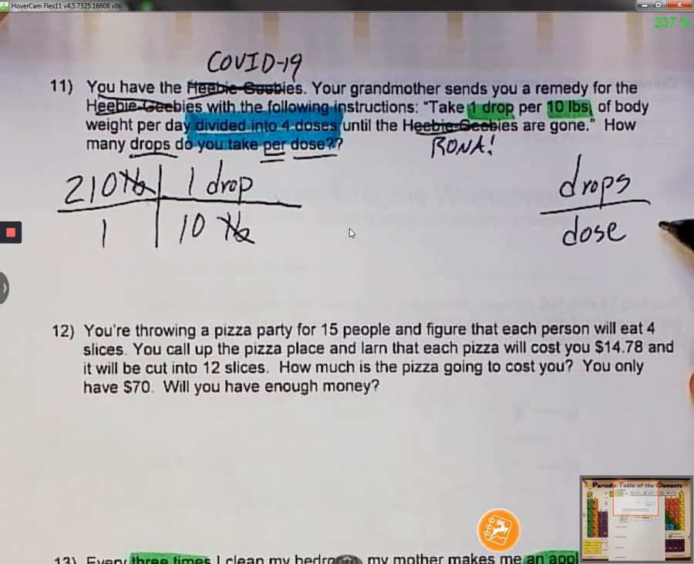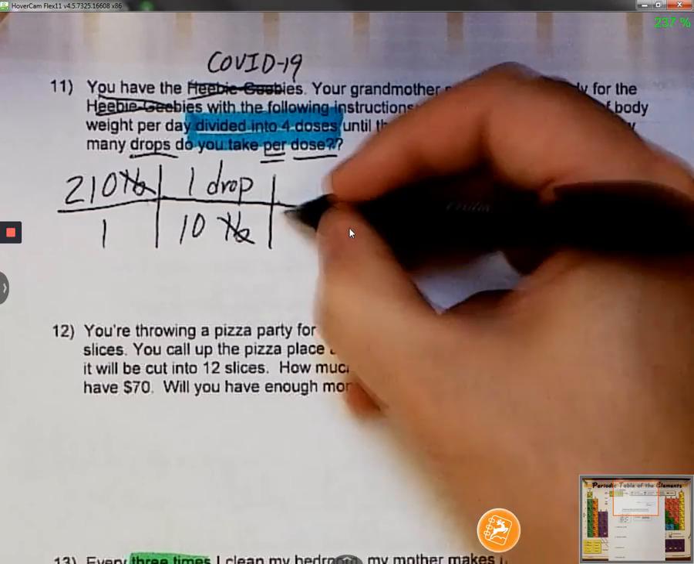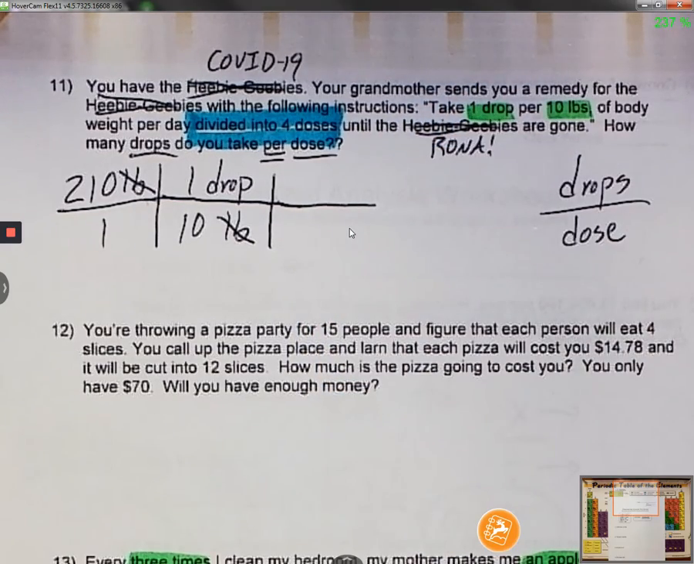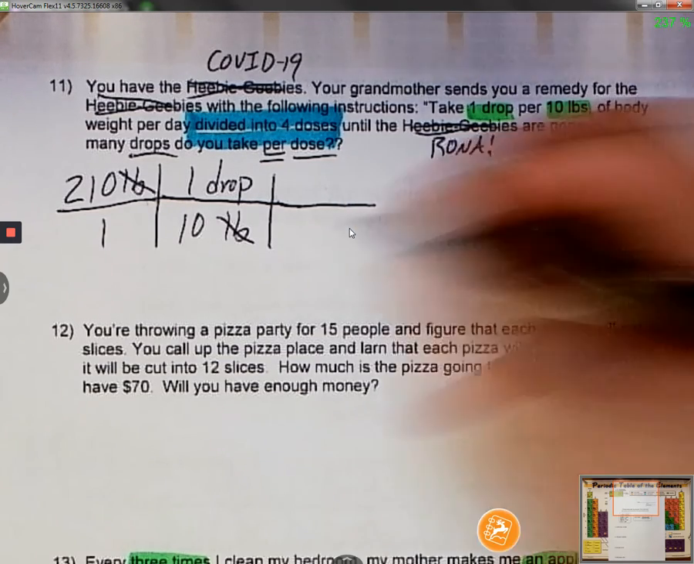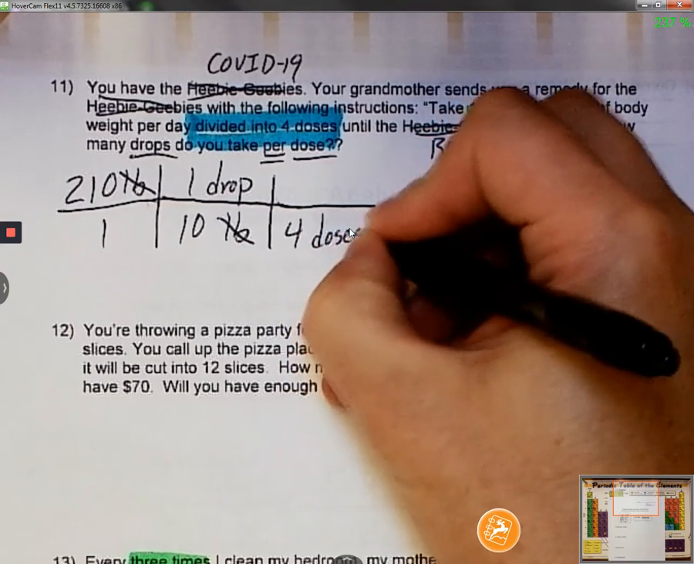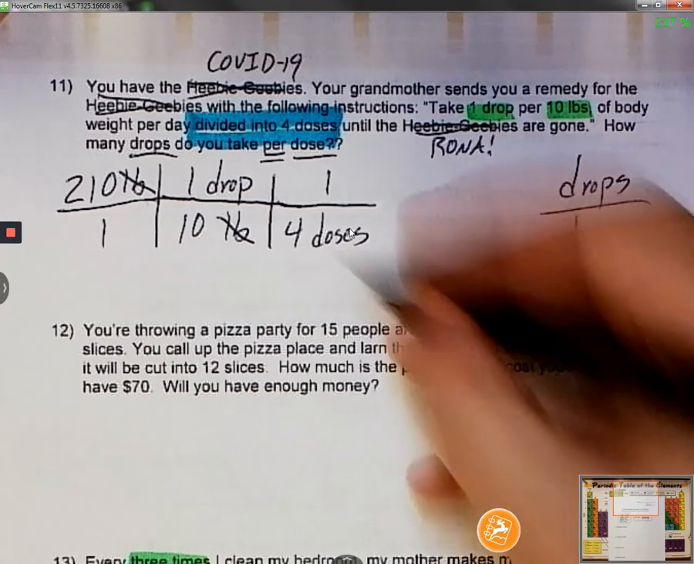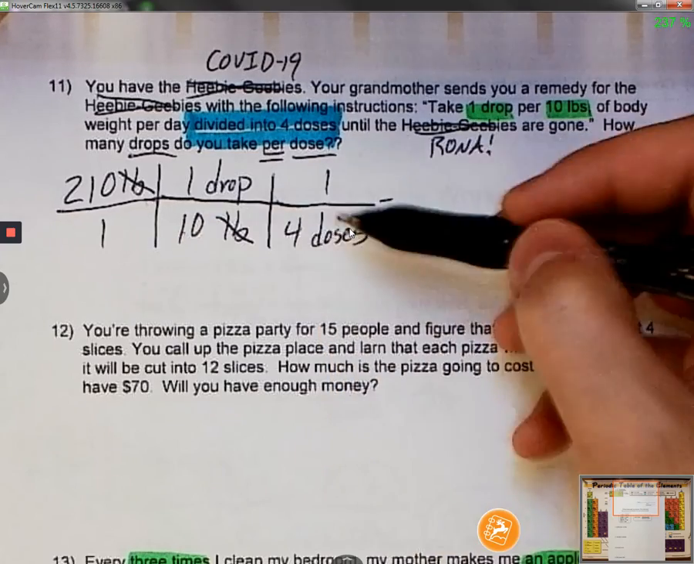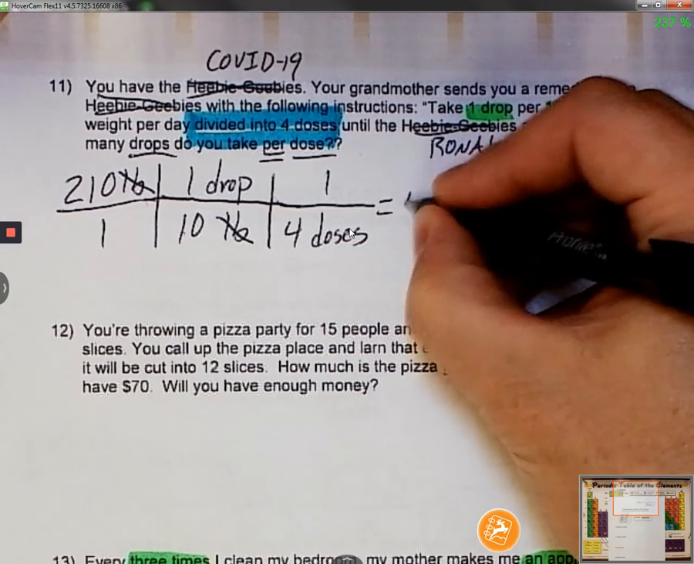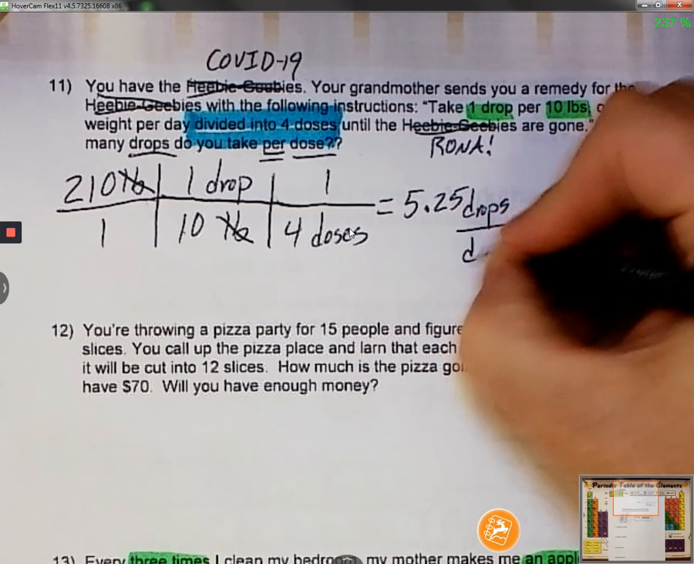So here is where we're going to fudge the system just a little bit. It says we're going to take this and divide it into 4 doses. So if I'm dividing by 4 doses, where are my 4 doses going to go? On top or on bottom? On bottom, because you divide by on the bottom. So I'm just going to put 4 doses down here, and put a 1 there. It's not a 1 flat, it's just whatever is being divided by 4 doses. So at this point, I will have drops per dose. So I do 210 divided by 10 divided by 4, which is going to give me something like 5.25 drops per dose.